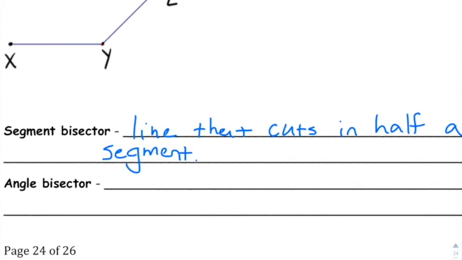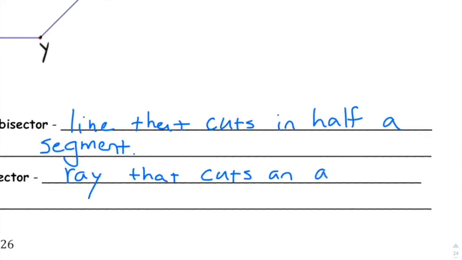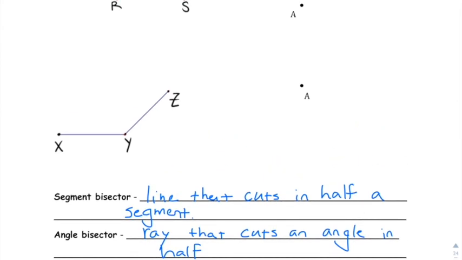Angle bisector, it's kind of the same thing. Typically an angle bisector, usually we draw them as rays, but I guess you would do a line, I'm not quite sure, it just depends on your teacher. So we'll say the ray that cuts an angle in half. And that's an angle bisector. It kind of looks like this, and then you'll mark them congruent.